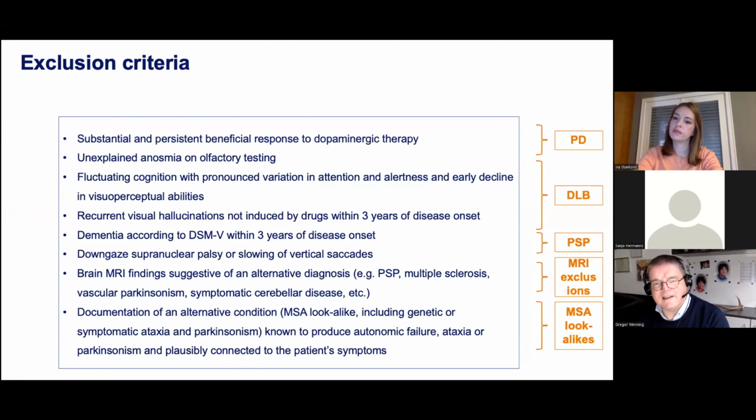So essentially, these are meant to discriminate MSA from Parkinson's disease, dementia with Lewy bodies, and PSP. For the sake of time, I won't go through all of those now, but you can see here which of these items refer to exclude which of the other differential diagnoses. Next slide.